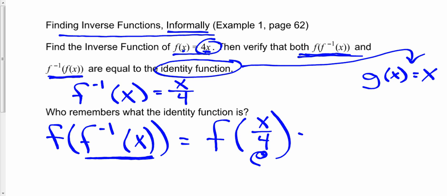I need to do this. I need to take x divided by 4. Well, f tells me to take whatever's in the parentheses and multiply it by 4. Well, I got x divided by 4 in parentheses. So I take that and multiply it by 4.